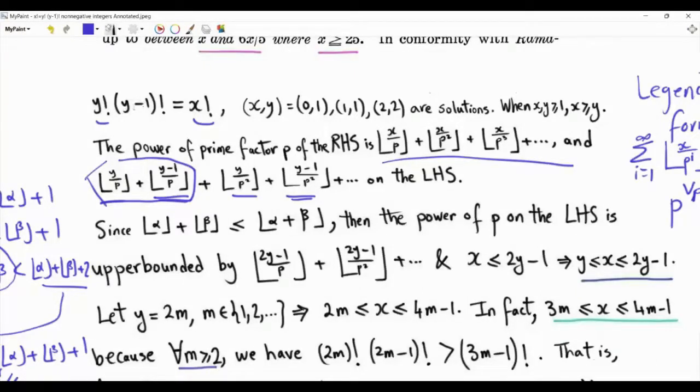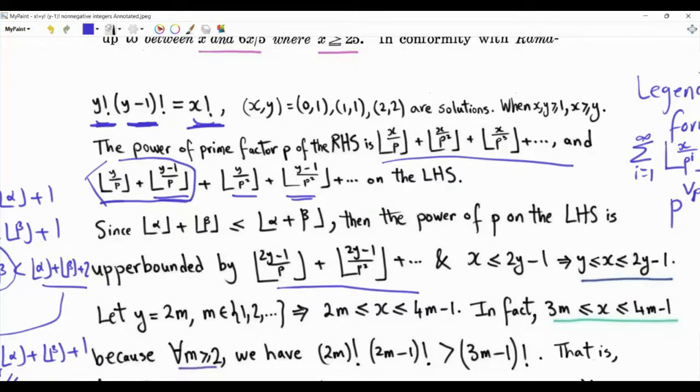And on the left-hand side, we have an upper bound on the power of prime factor p, which is given by this. So it must be the case that x is less than or equal to 2y minus 1 factorial. And there we have y factorial times something times an integer that is greater than or equal to 1. So x is greater than or equal to y when we focus on strictly positive integers.